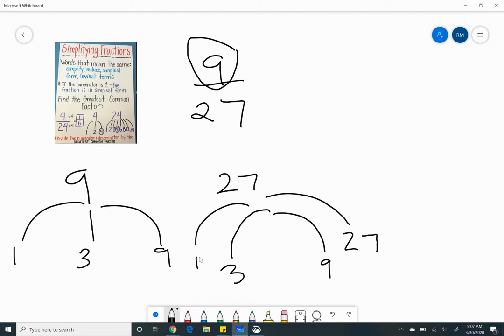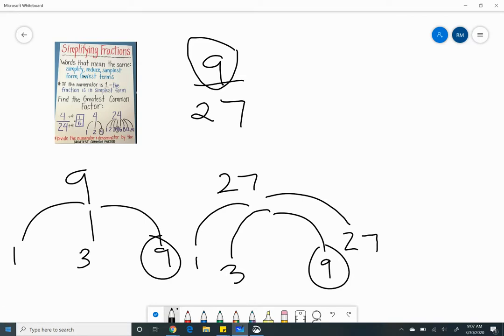So 1 they have in common, but that's not the biggest one they have in common. 3 they have in common, but that's not the biggest one that they have in common. 9 they have in common. 27 they don't. So 9 is the greatest common factor. Now, you could get there dividing by 3, but it is less steps to do the greatest common factor, okay?